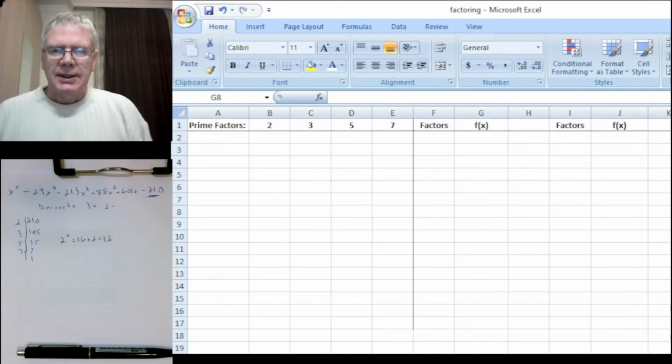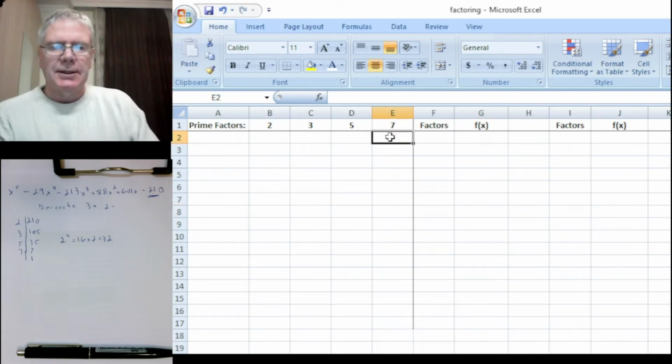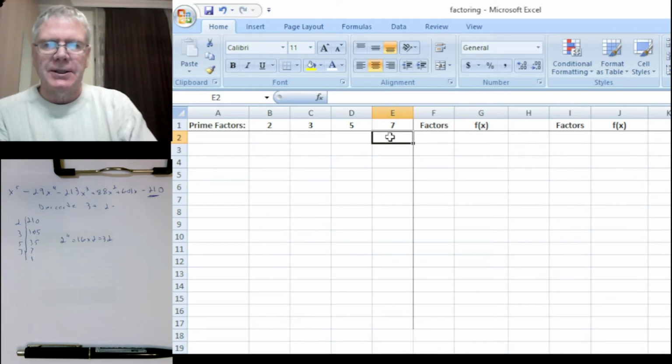Okay, so let's take a look at the spreadsheet. What I've done is put the prime factors up here at the top, and I want all combinations of these. So I'm going to start filling this in the way I would fill a spreadsheet. I'm going to speed this up. If you're not familiar with this or you can't see what I'm doing, go back to my previous video.